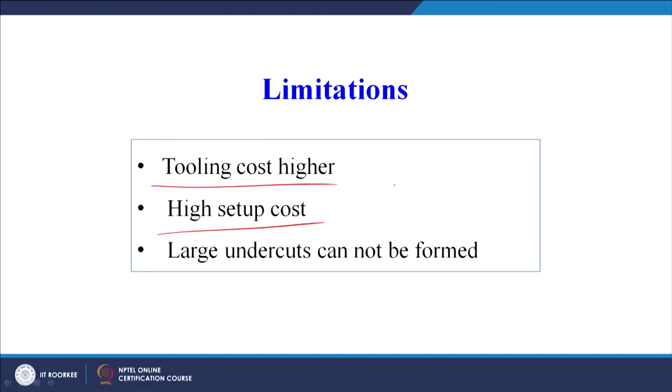Now, what are the limitations? Again, the tooling cost is higher here because mold design and fabrication is a tedious process. The mold cost is the most important cost in the whole injection molding setup. Setup cost is also high because we have to control the melting of the plastic, and only that molten plastic is pushed into the mold cavity. So, we have to control that also. We have to control n number of parameters for making a good quality plastic part using an injection molding process. So, the setup cost is high.